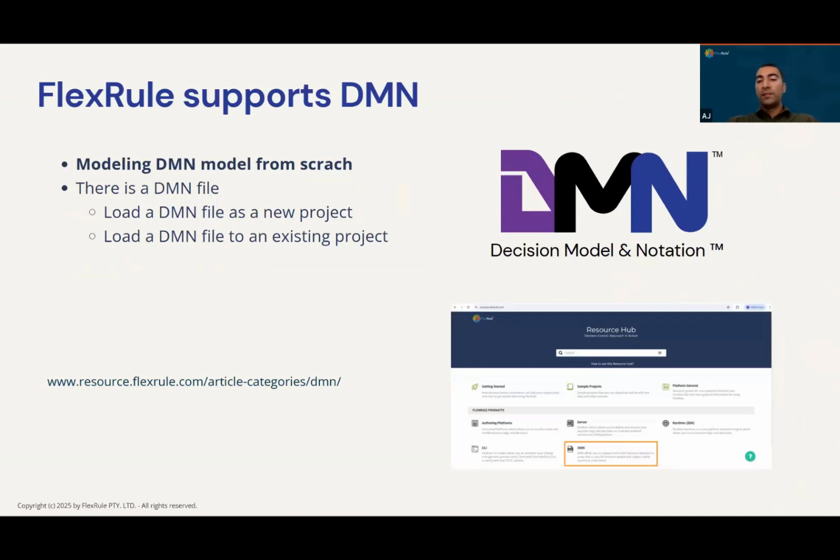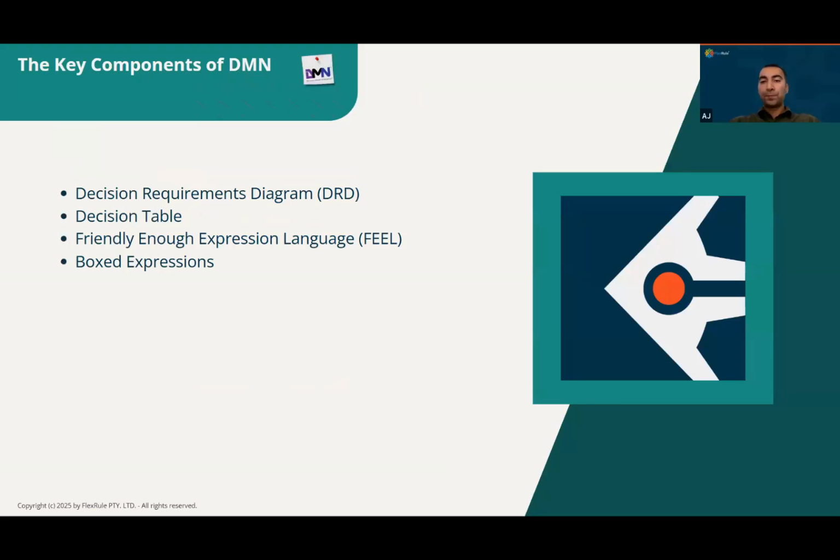In a couple of slides, I'll briefly review how you can model your business decision using the DMN approach. Also, we've provided comprehensive guides in the DMN section of our resource hub to help you get familiar with the DMN approach. You'll also find a series of webinars that demonstrate step-by-step instructions on how to model with DMN. Starting with a quick look at the four main components of DMN: decision requirement diagram, or DRD, decision table, Friendly Enough Expression Language, or FEEL, and box expression.